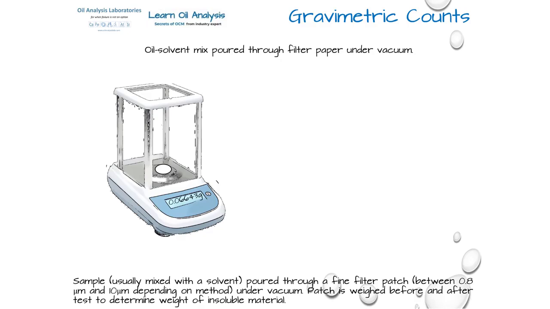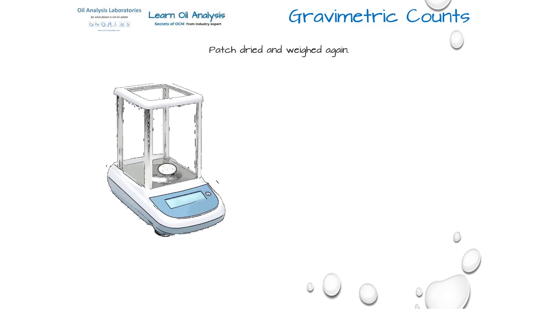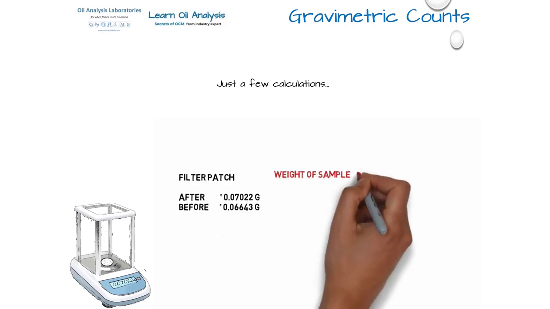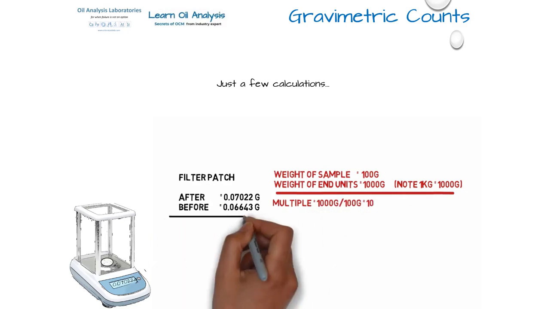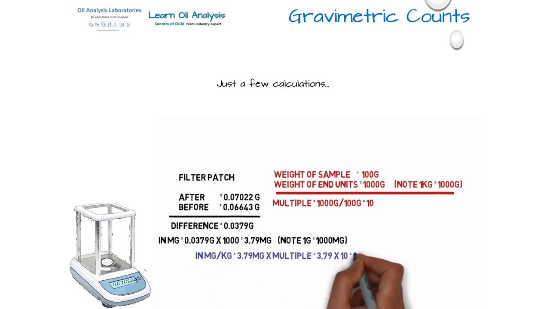First, we weigh a clean filter paper patch, then pass the sample through it under vacuum. Anything larger than the pore size is caught in the patch. We then weigh it again. Doing a few calculations, we then have a weight in milligrams per kilogram.